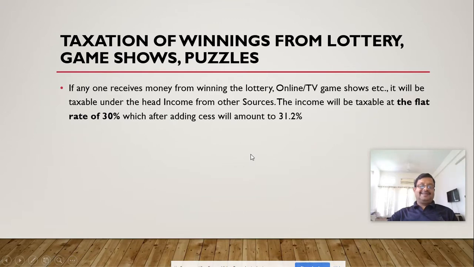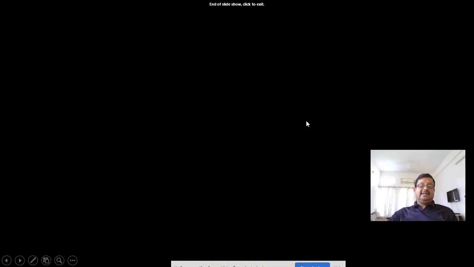Now there are the winnings from lottery, game shows, puzzles, which come as a windfall received. So if one receives money from winning a lottery, online or TV shows, etc., it will be taxable under the head income from other sources. The income will be taxable at the flat rate of 30%, and after adding cess, it will become 31.2%.